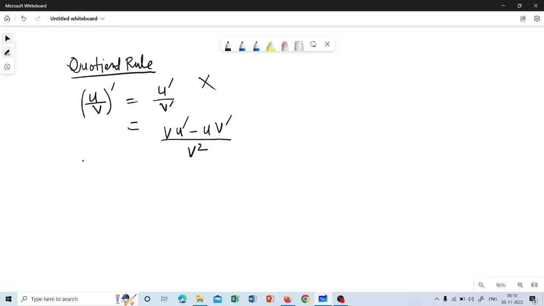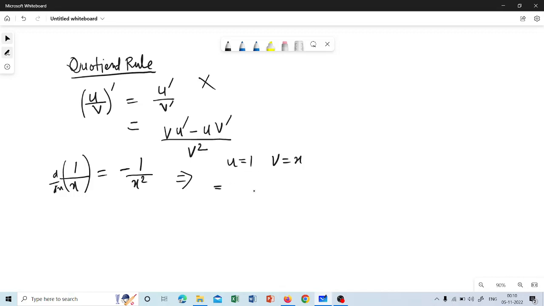For example, we know that the differentiation of 1 by x with respect to x is minus 1 by x square as a direct result. But let me take it in the form of u and v. Here u is 1 and v is x.